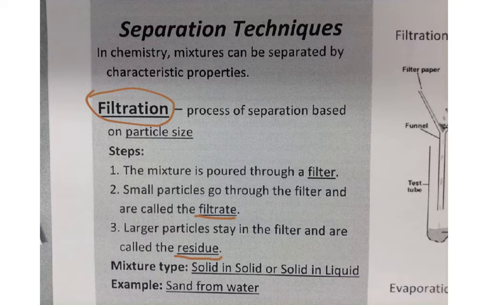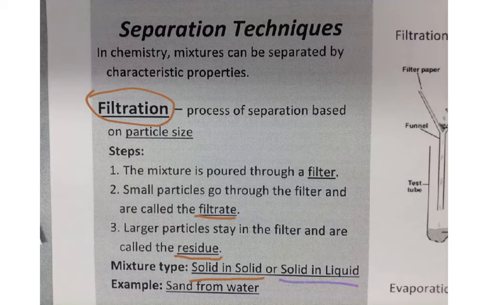Some types of mixtures that you can separate are solids and solids. They do that with different size grains or granules of rocks, for example. If you have bigger rocks and you want the smaller rocks to go through, you can sift it through. It works very similar to a sifter. And solids and liquids would be similar to coffee. Once again, you can think of the coffee filter as filtration.